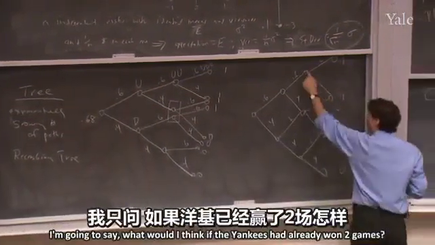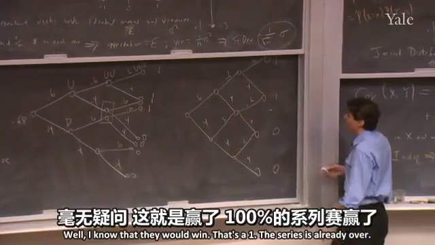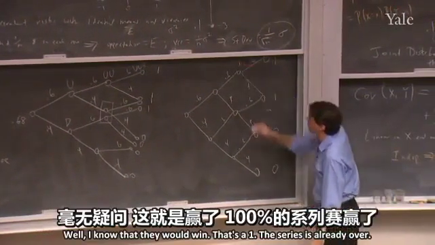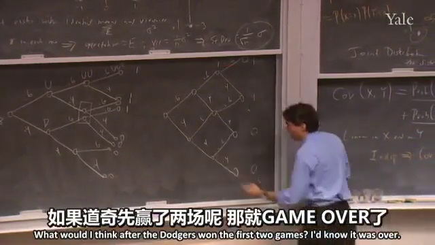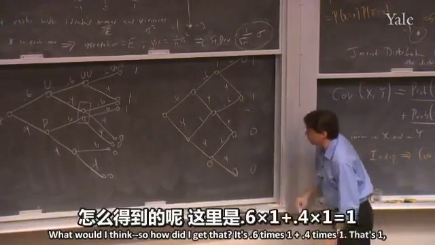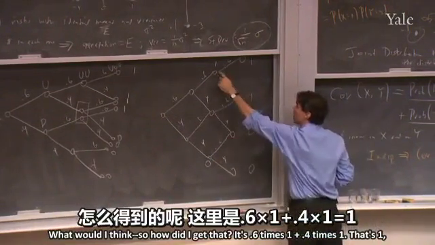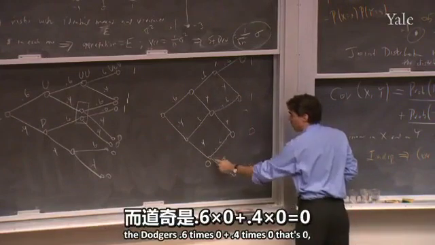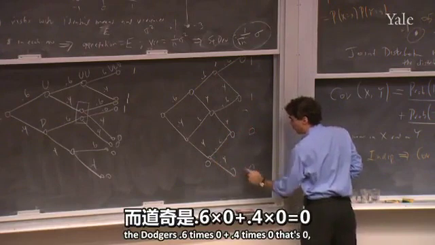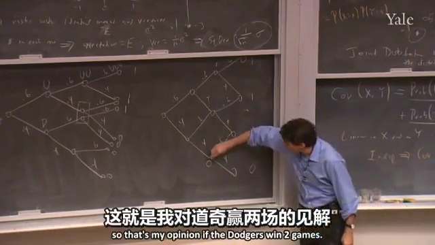I'm going to say, what would I think if the Yankees had already won 2 games? Well, I know that they would win. Okay, that's a 1. The series is already over. What would I think after the Dodgers won the first 2 games? I know it was over. And so how did I get that? It's 0.6 times 1 plus 0.4 times 1. That's 1. The Dodgers, 0.6 times 0 plus 0.4 times 0. That's 0. Okay, so that's my opinion if the Dodgers win 2 games.